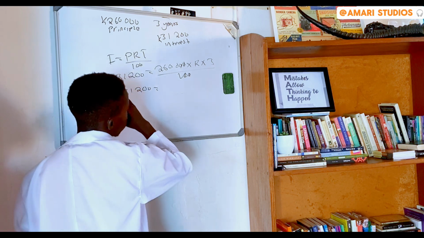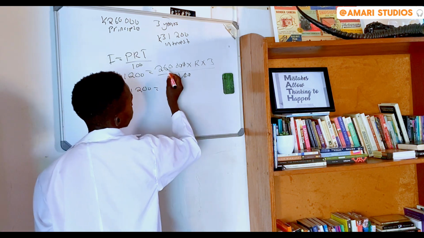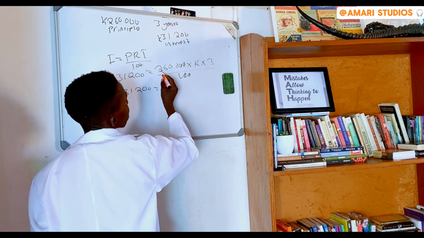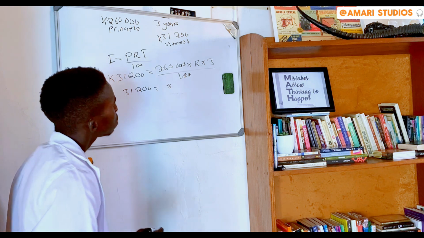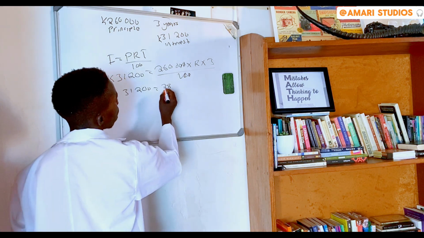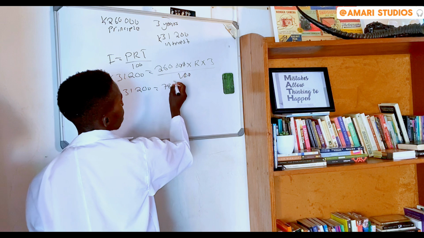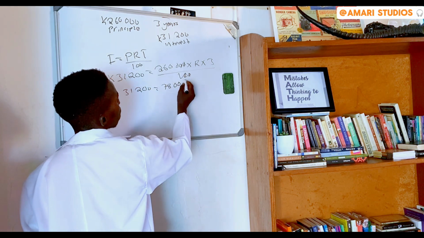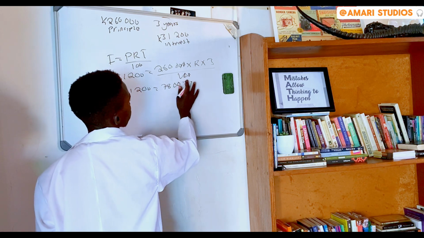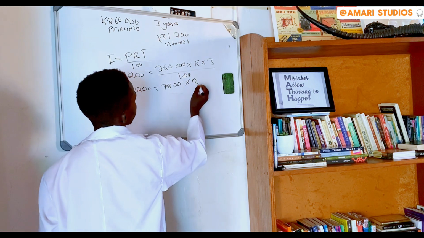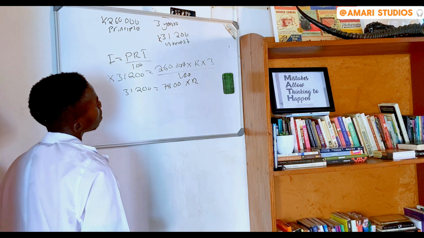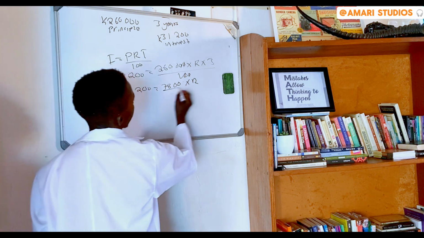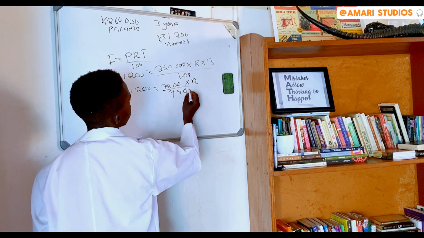31,200 is equal to 3 times 6, we have 18. Then 3 times 2 is 6 plus 1, that is 7, which gives 78, and these two zeros are going to be added just like that. Then times R. So you're going to have 7,800 times R.